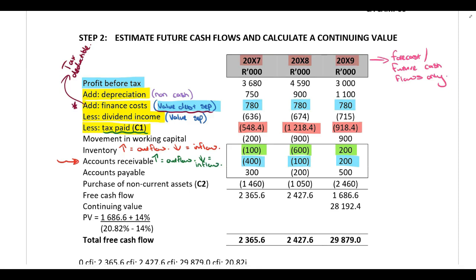Now, accounts payable is a credit balance. So because it's a credit balance, it's going to work in the opposite direction. If we have an increase, that is an inflow. And think about it logically. If your accounts payable increases, it means you are not paying your creditors. So if you are not paying them, that's seen as an inflow. However, if it decreases, it means you are paying them. So that would then be an outflow.